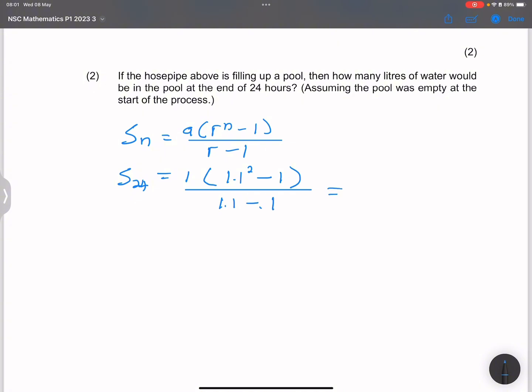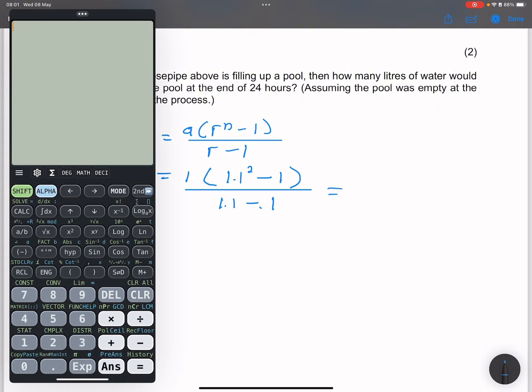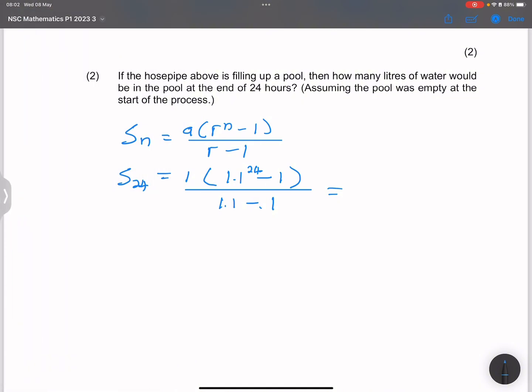All right, so let's find that out. This is 1.1 exponent 24, not 2. I'm still squaring there. Exponent 24, and this would be minus 1, and this entire thing is divided by 1.1 minus 1. And we get 88, let's say 88.5. So the sum of the terms is 88.5.